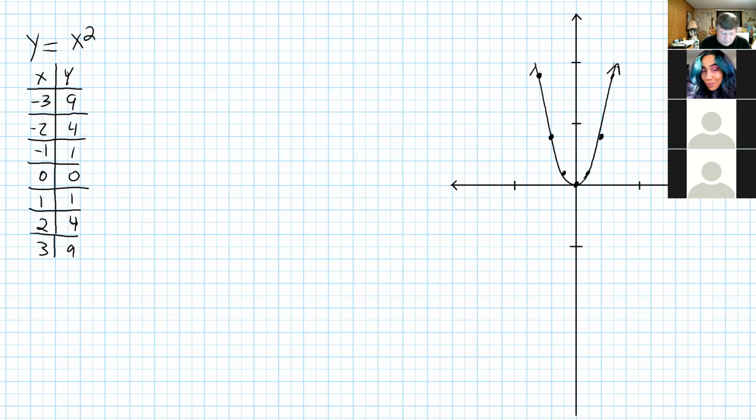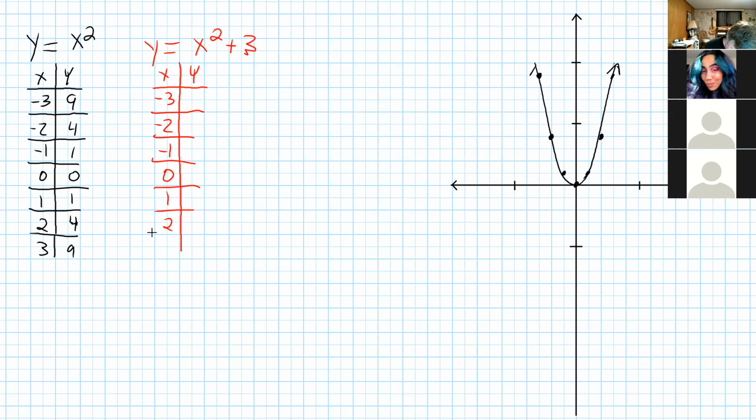What I want to do is, let's go back to the red. I want to look at the graph of y equals x squared plus 3. Okay. And once again, we'll make a table, and we'll put in -3 through +3 in terms of x.